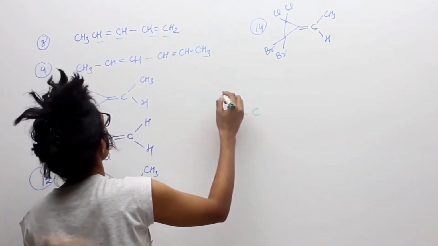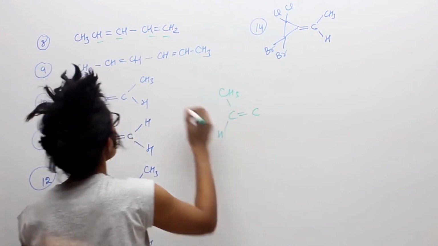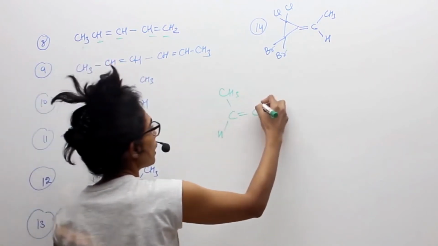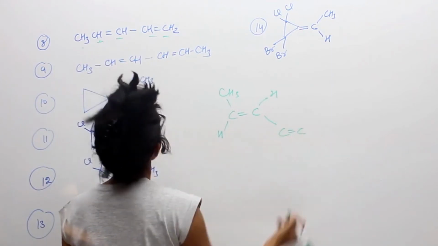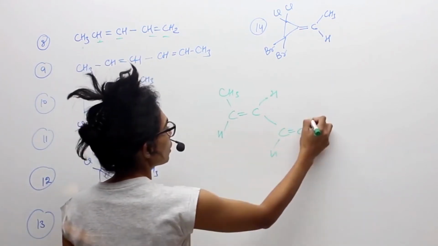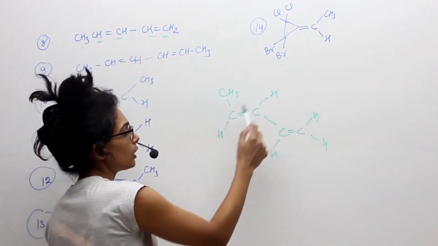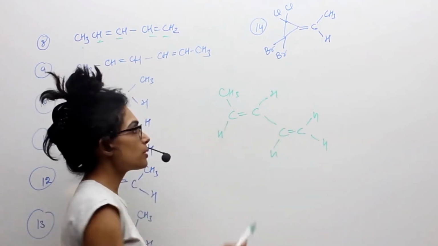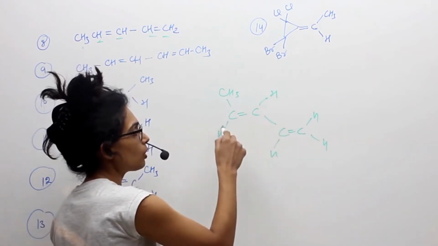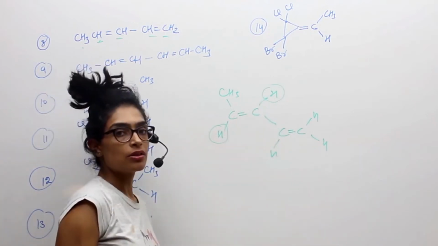So it's C double bond C, I have CH3 and hydrogen. So these are two different groups on one carbon. Then I have hydrogen, and the other group is nothing else but C double bond C, with H and H. Okay. So now in this question, if these two hydrogens are vertically opposite to each other, or diagonally opposite to each other, then this configuration will be called trans, because these are the two same groups. If they are together, it will be considered cis.